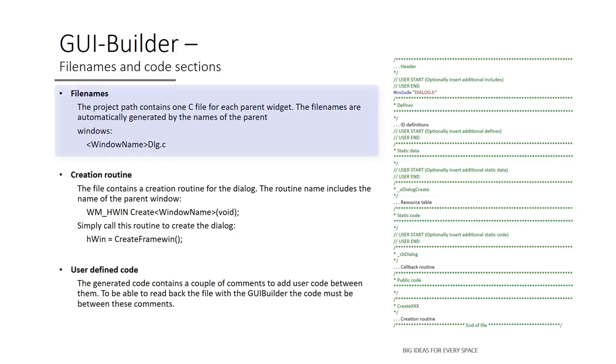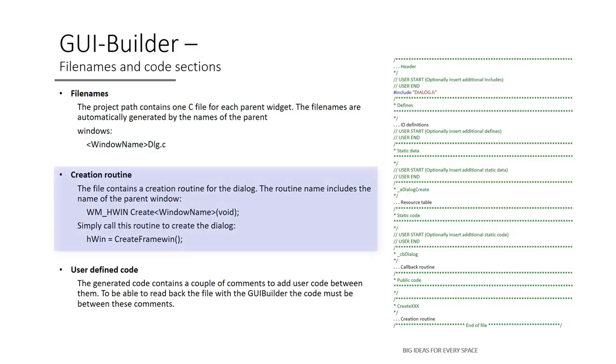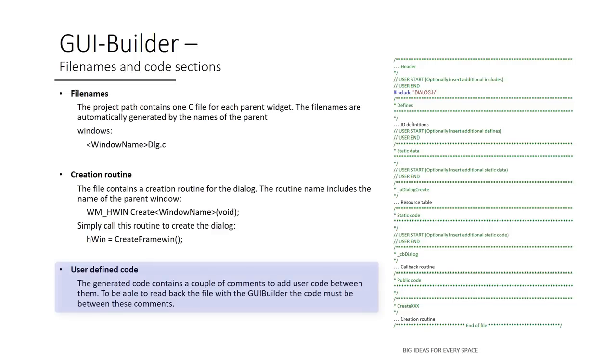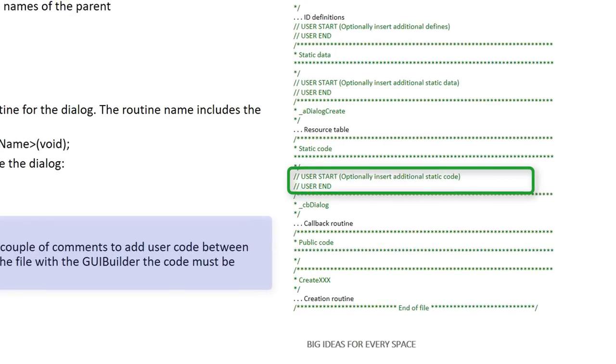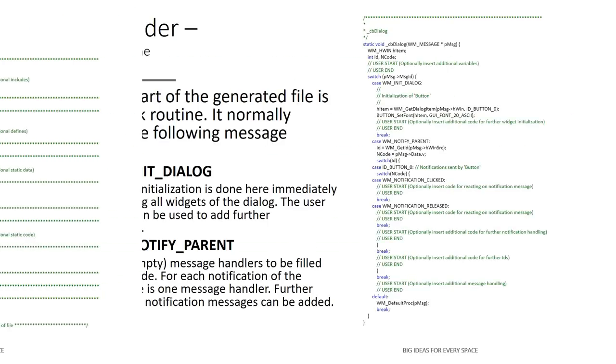The name of the source file generated will be taken from the name of the parent widget in the dialog. The generated code contains a creation routine and areas where users can define their own code. These are delimited by comments that state user start and user end. For GUI Builder to be able to read back the code after user changes, you need to make sure that you keep your changes within these sections.